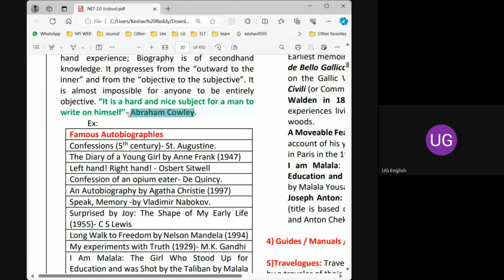Abraham Cowley. Ravindra sir, I think it's time for you to use the chat box at least. First poet included in the Lives of the Poets. Yes. Ravindra sir has given the exact answer.